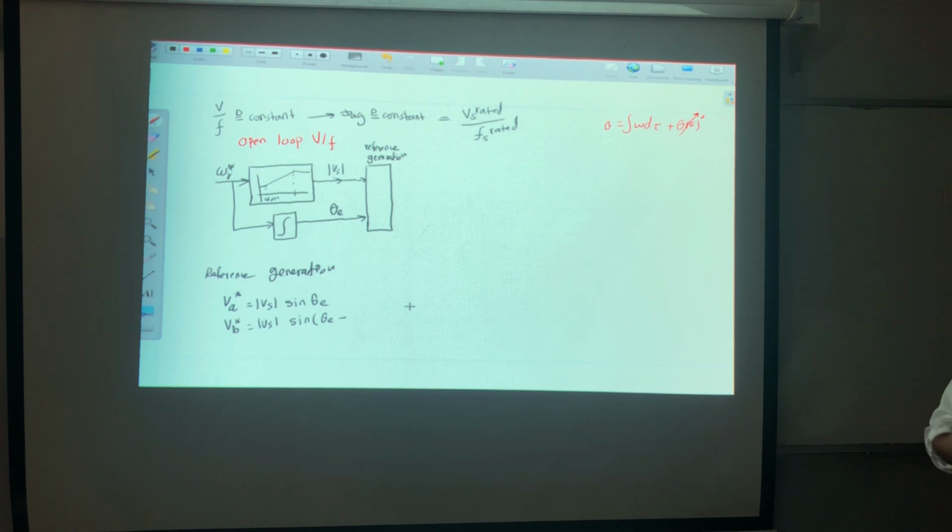But if I'm writing, I can write anything. If I need to implement it in Simulink, it should be what? Respect the unit. So I will respect that. So this will be what? 2 pi over 3. And VC star will equal to what? Vs sine theta E plus 2 pi, or minus 4 pi over 3. The same. Okay.